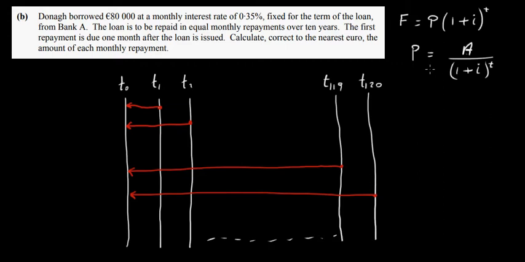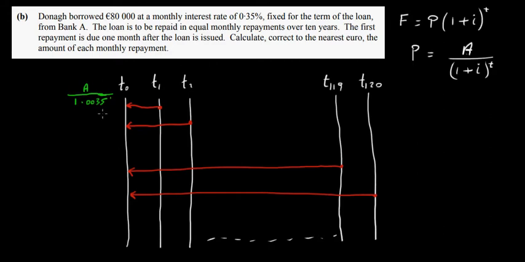Okay, so let's work this out. So the present value of this amount here, let's put it in a different color, green. This present value here is going to be A, whatever that amount is, we've got to work that out, divided by 1 plus I. Now remember, I is 0.35% as a decimal, so that's 0.0035. I've added the 1 as well, by the way. So it's A over 1.0035. What's the time period here? Well, it's just 1 month, so this is to the power of 1.